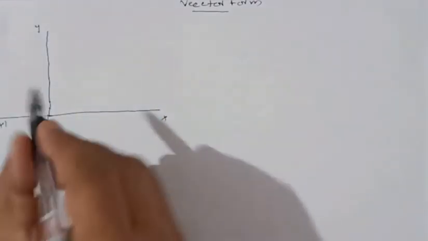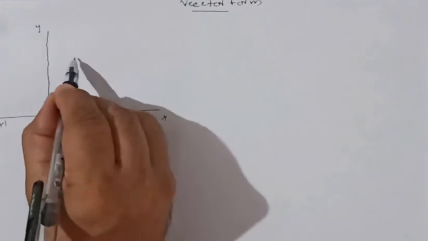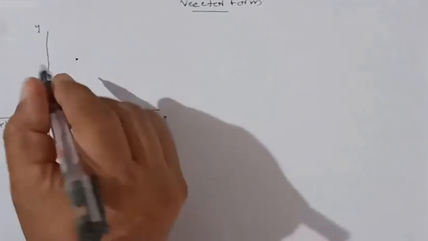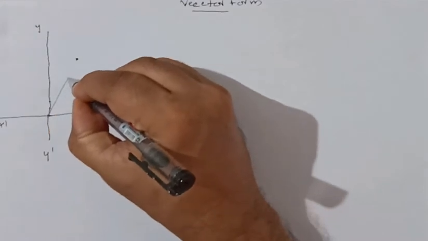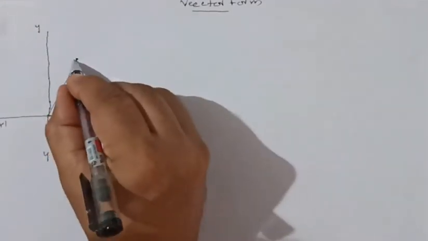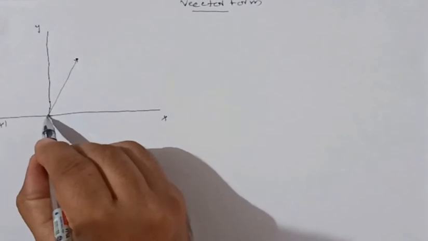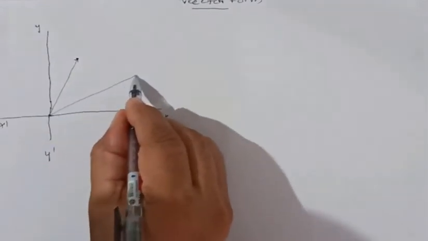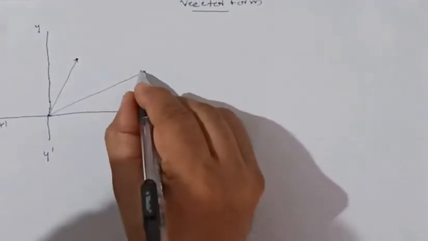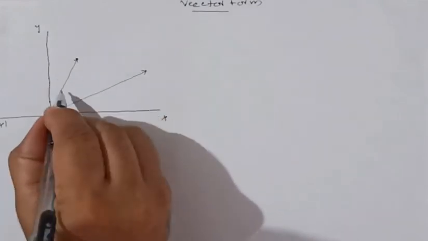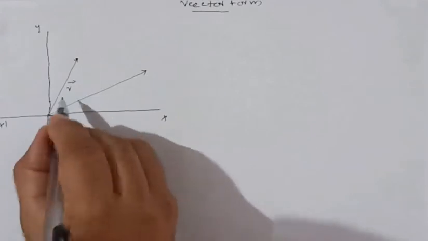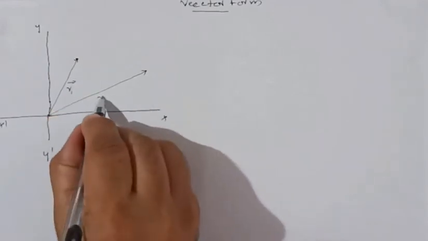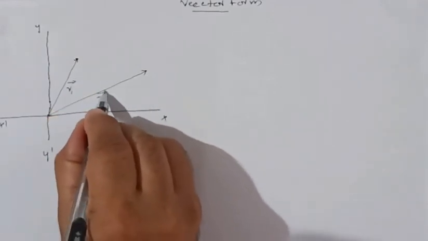So we have x-axis and y-axis. Let's take this particular point and draw the position vector to that point. And take a second point here and draw the position vector to that. This is R1, and here the second position vector is R2.